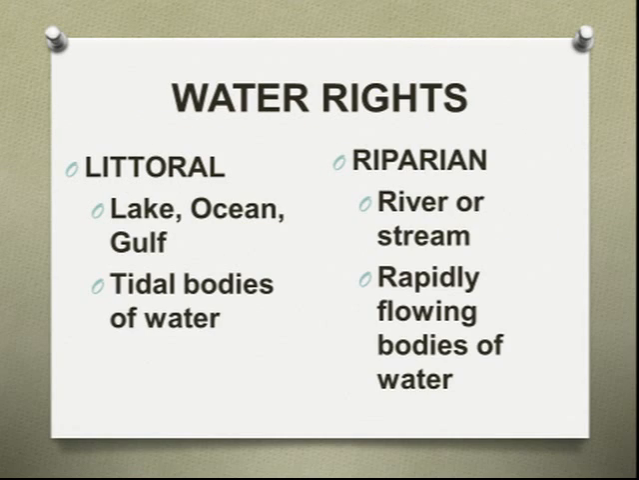Water rights. There are two water rights, or restrictions if you will. Littoral, which are those tidal bodies that include lakes and gulfs and oceans, and riparian rights, which are the flowing bodies, which are rivers and streams.